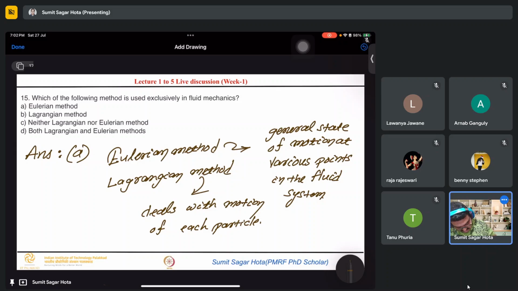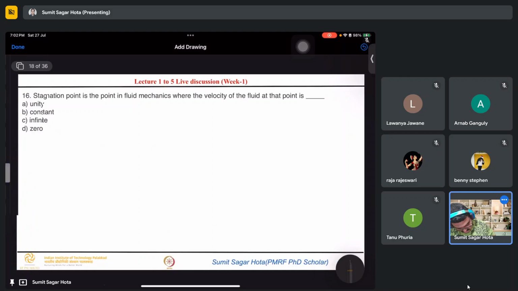Okay, so the stagnation point is the point in fluid mechanics where the velocity of the fluid at that point is what? Very simple question. It's obviously what? Zero. Okay.